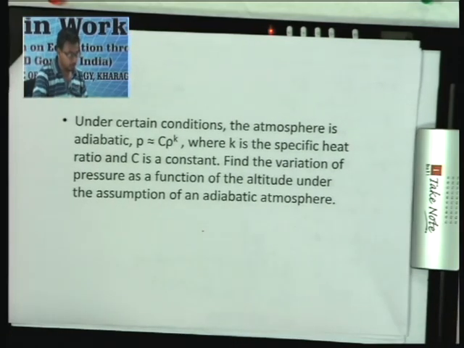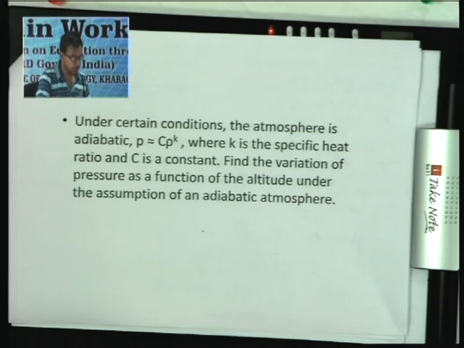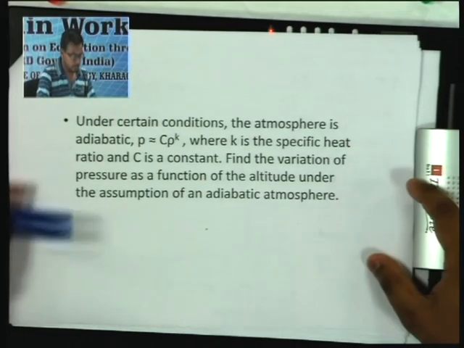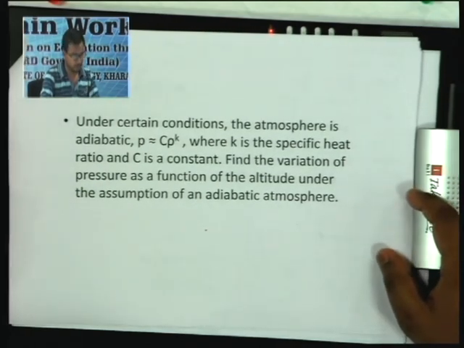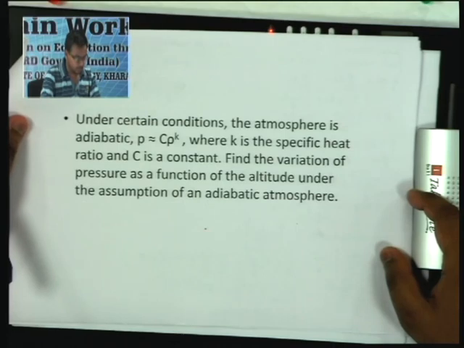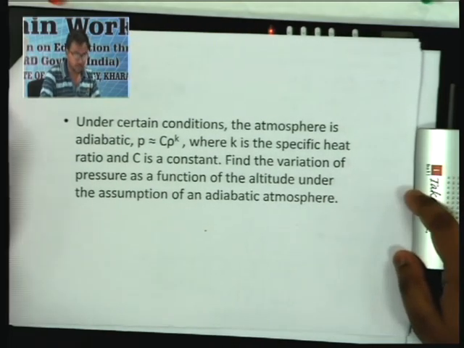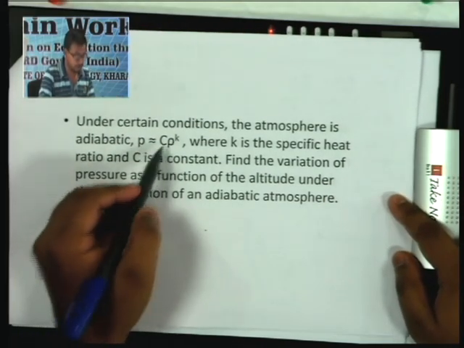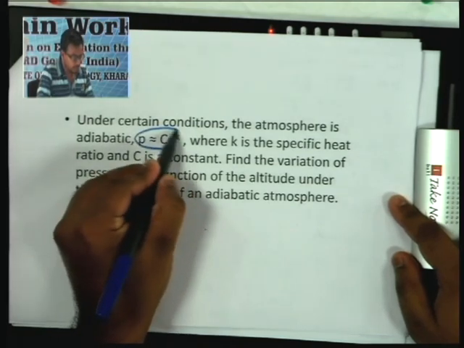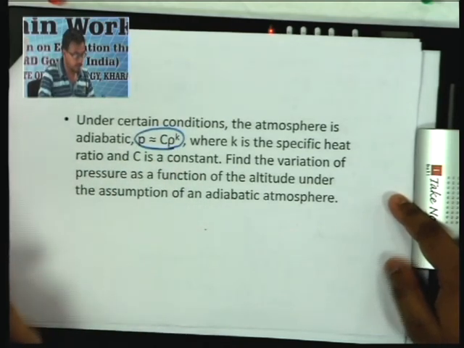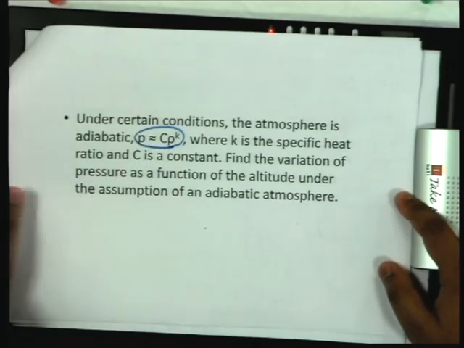Okay, so we move on to the next question, which is question number 4. This is a question where the variation in density comes into picture. Here we can see that pressure has been given as a function of density in this equation, and we need to find the pressure as a function of altitude.